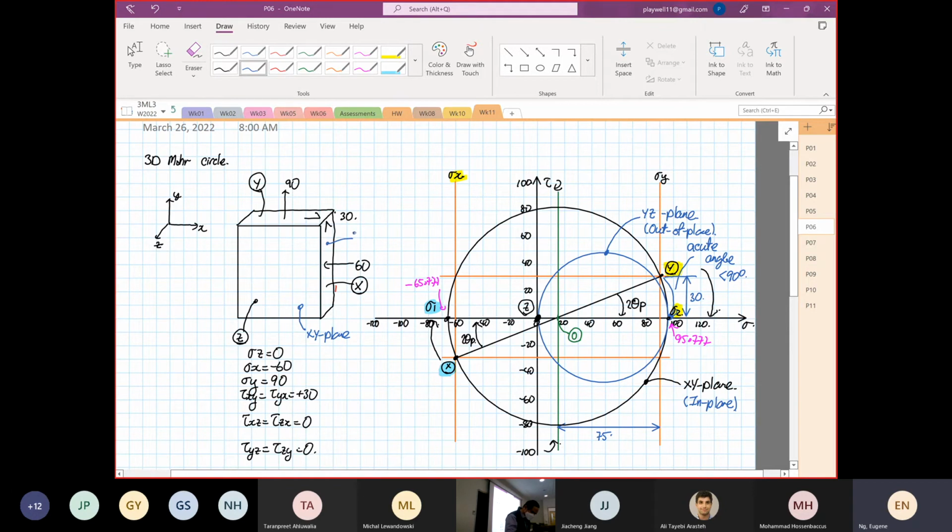Over here, this is your YZ plane. And over here, this is your, oh no, that is not your, this is your, yeah, this is your YZ plane. And over here is your XZ plane.